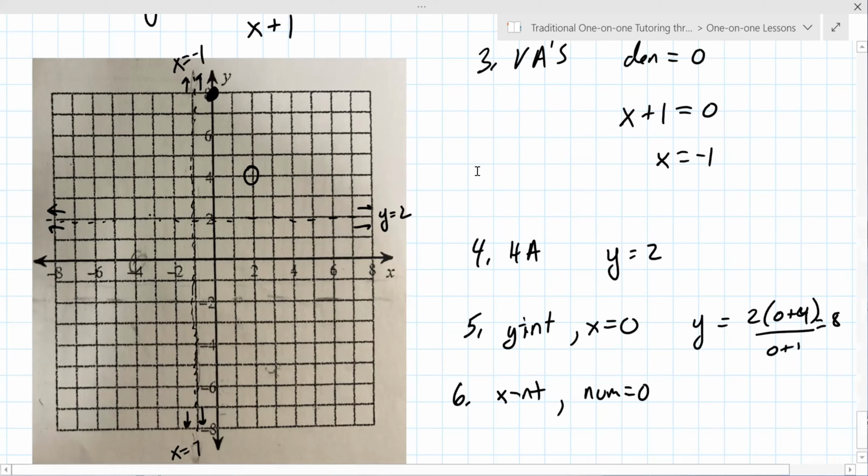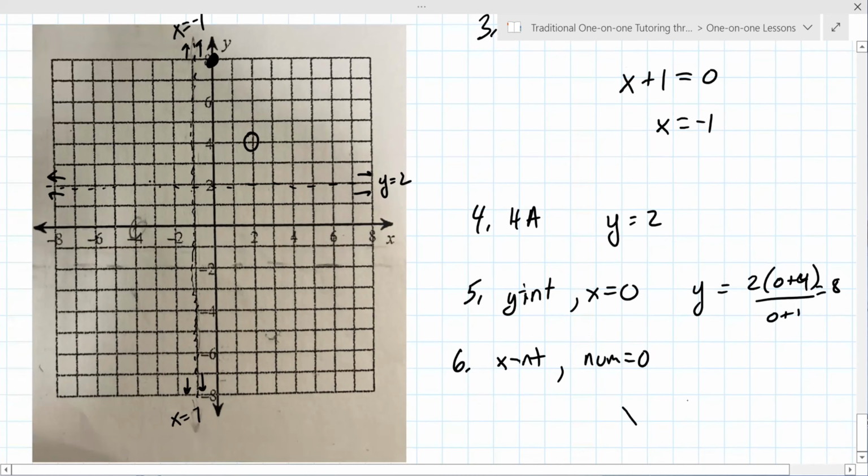You already told me that in a previous problem. It would be x equals -4. Kind of already had that labeled there too.